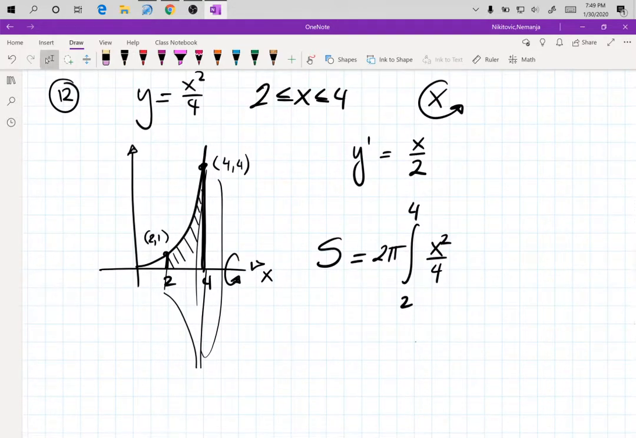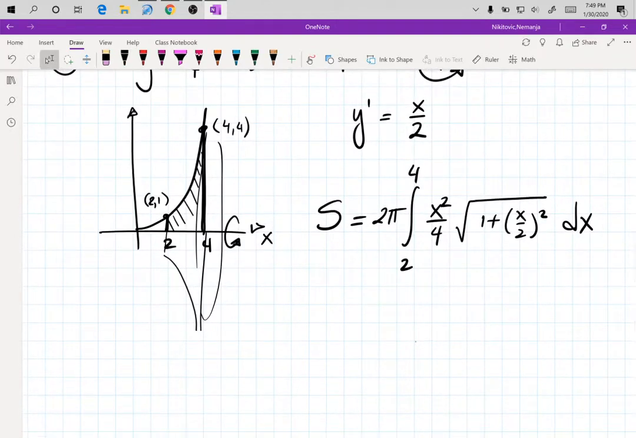And then under the square root, we get to use 1 plus x over 2 squared, and dx. And you cannot integrate this yet. This is a trig sub question. So this is going to be a trig sub. Well, at least we set it up.